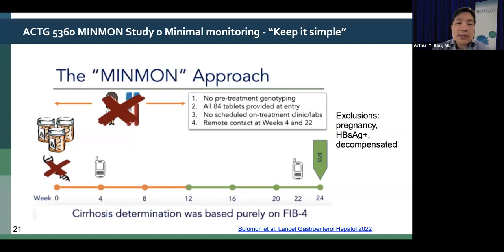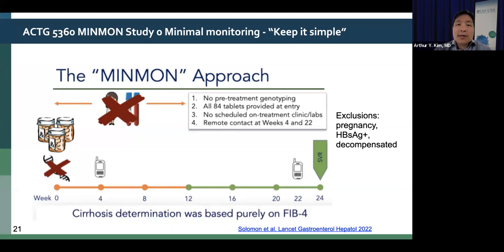So when we talk about simplified regimens, what evidence do we have that they might work? I've already told you that all genotypes may be treated. And so this study, performed within the AIDS Clinical Trials Group, the MinMon study, or minimal monitoring, the mantra or the philosophy is to keep hepatitis C as simplified as possible. So here what we're doing is no need for pretreatment genotyping. The study can look at baseline samples and genotype later. But in terms of clinical practice, why would you need it when you have sofosbuvir-velpatasvir? You can provide all 84 tablets at entry.